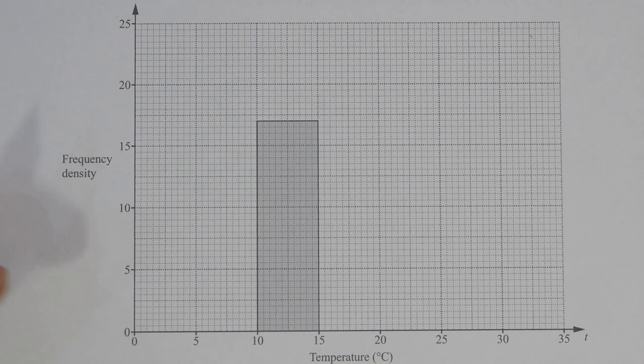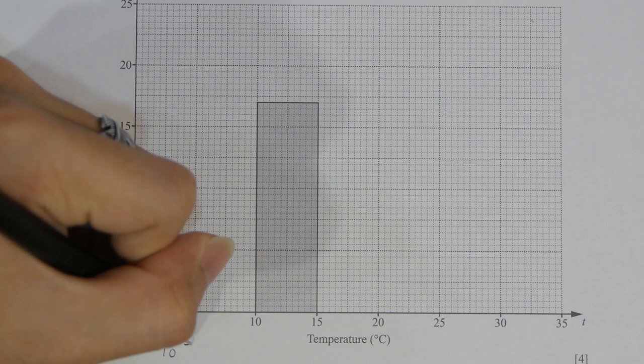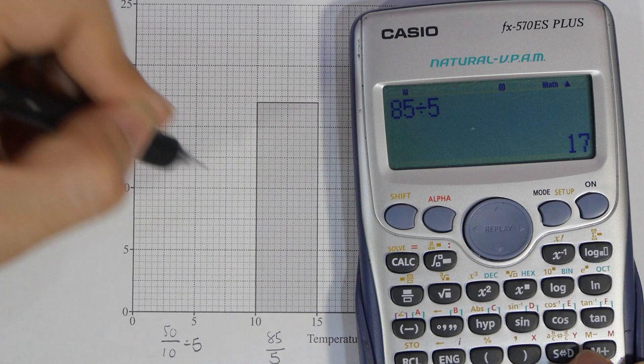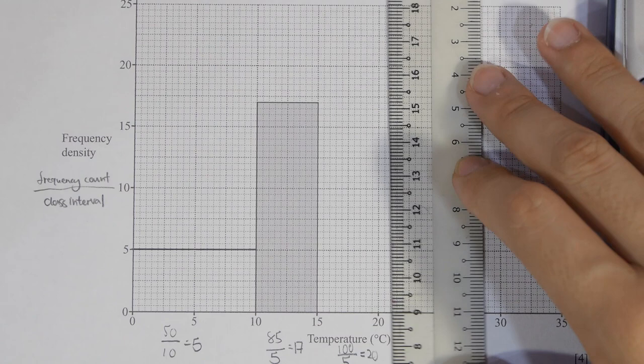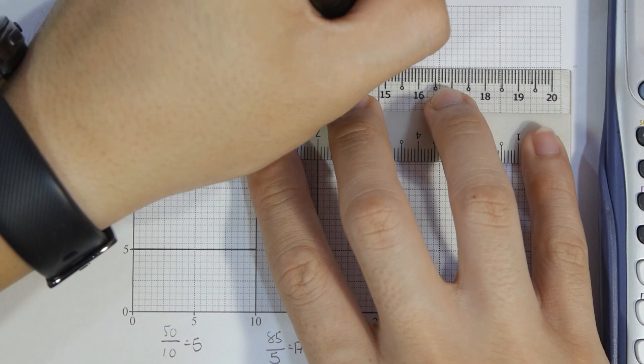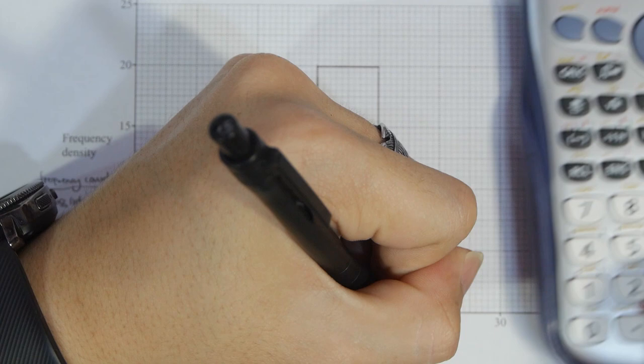And for part two, frequency density, you should know the formula, which is frequency count divided by class interval. As usual, for safety precaution, please double check whether a scale factor is involved or not. So just take the 85 divided by 5, which is the class interval, you get 17. After that, you've proven that there's no scale factor involved, then just run the respective calculation and you get 5, 20, 24, and 1 for the remaining histogram.